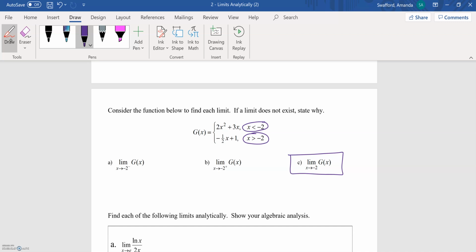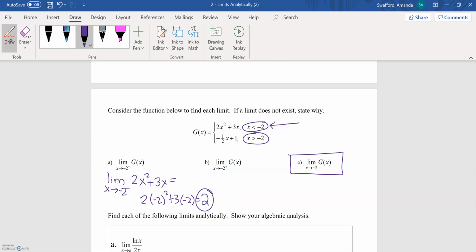Now, the first one, part A, is approaching -2 from the left. Well, since the top piece is x less than -2, less than would be to the left of -2. So technically, to evaluate part A, to evaluate -2 from the left, I need to use the top piece, which is the quadratic. Now, just because it's coming from the left, remember we can still plug in -2. So I'm going to plug -2 in for every x and evaluate. So that's going to give me 2.